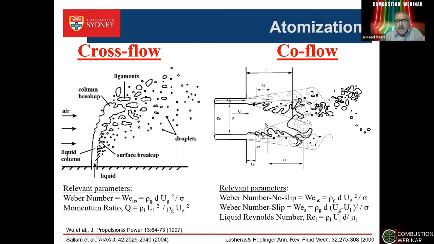A similar parameter is relevant with the co-flow configuration, where the liquid and the air blast are issuing coaxially. And again, there are instabilities which lead to the total breakdown of the jet and the subsequent formation of the ligaments, and then the subsequent breakdown of the ligaments into droplets in the dilute spray region. And in this mode, the relevant parameters are the Weber number, be it with or without slip when you're considering the relative velocity of the gas with respect to the liquid, and the other parameter is the liquid Reynolds number.